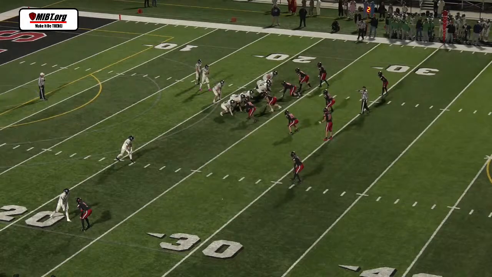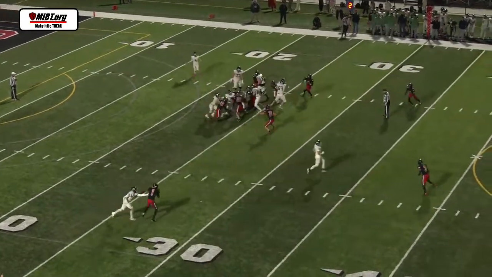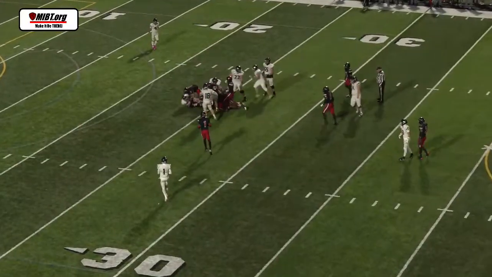All right, you will see this again. There's no doubt in my mind you will see this play again because this is where it gets us in big trouble. All right, here we go. Boom, boom, boom, boom, boom. Nothing.